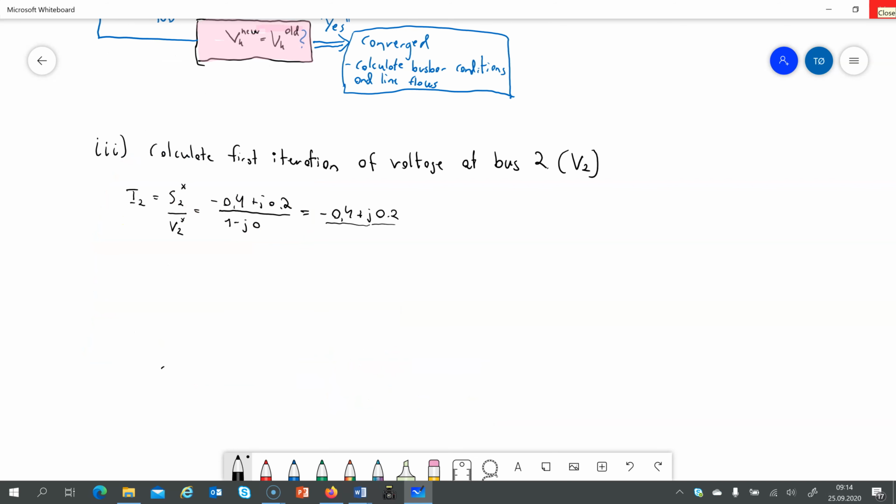So the third subtask is to calculate the first iteration of voltage at bus 2, V2. So just follow the process we just described previously. First we calculate the current here, in this form. Then we need to calculate the voltage at bus 2, 1 divided by y22.